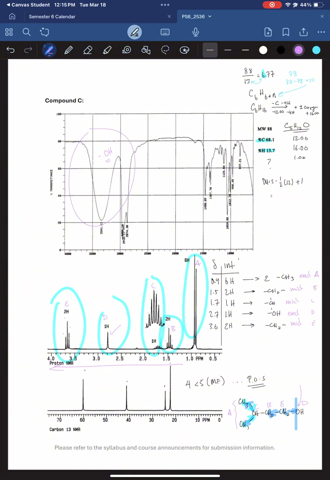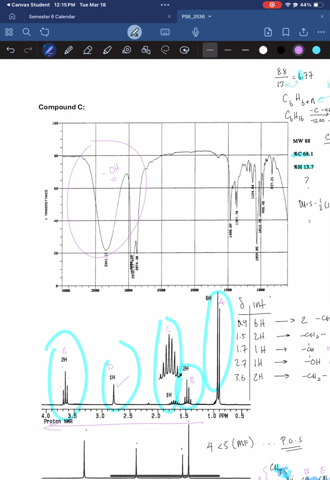The previous video that I made said you have to follow a certain number of steps, but you don't necessarily have to. For example, for compound C, I looked at the IR before I fully figured out the molecular formula, just because I know immediately, okay, we have an alcohol somewhere in here. And the same thing can be applied if you see a sharp peak at 1720 or something like that.